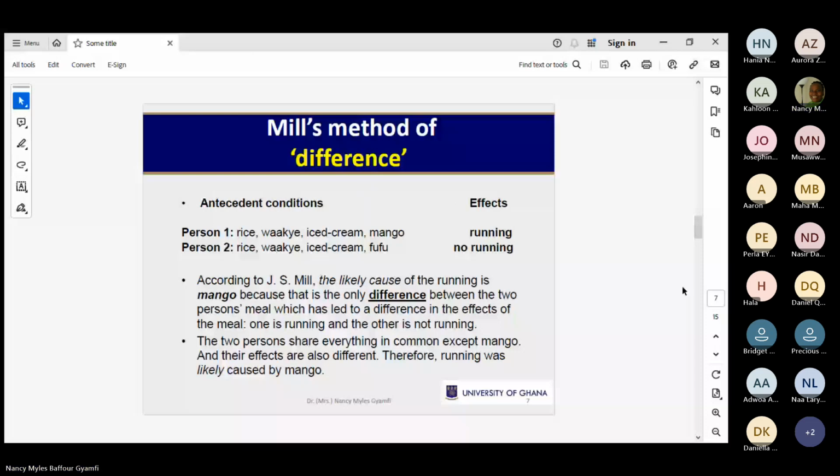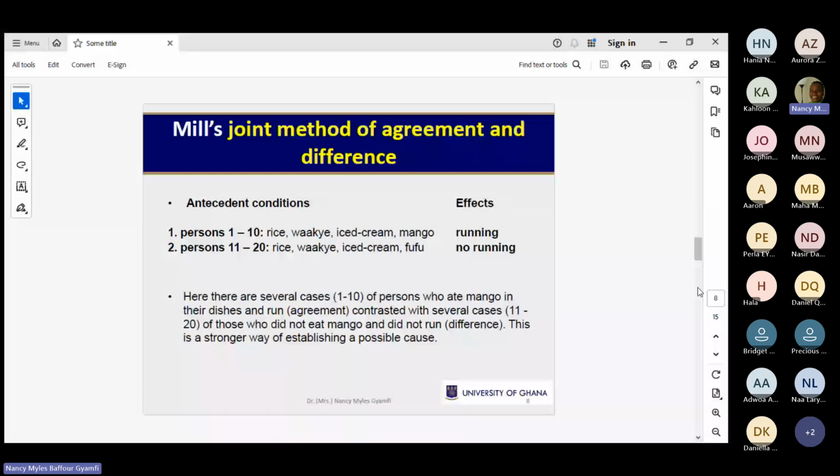Look at it as if you're doing the method of difference. But what makes it a joint method is the starting point. It is persons 1 to 10, a collection of people. So a group: all those who took mango are running, and all those who did not take mango are not running. That is what makes it a joint method.